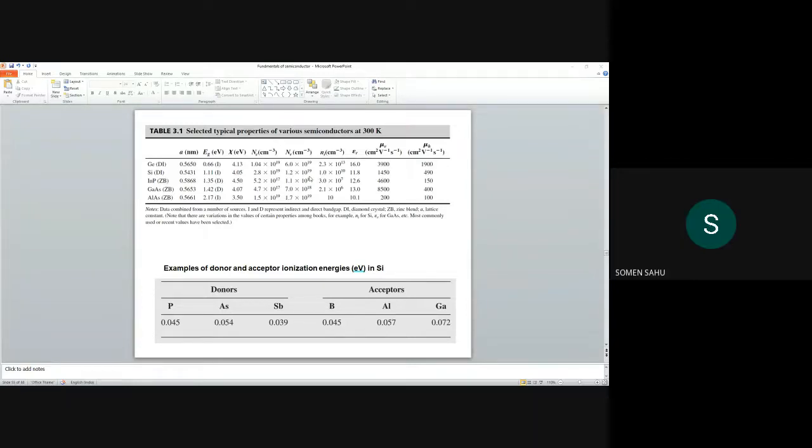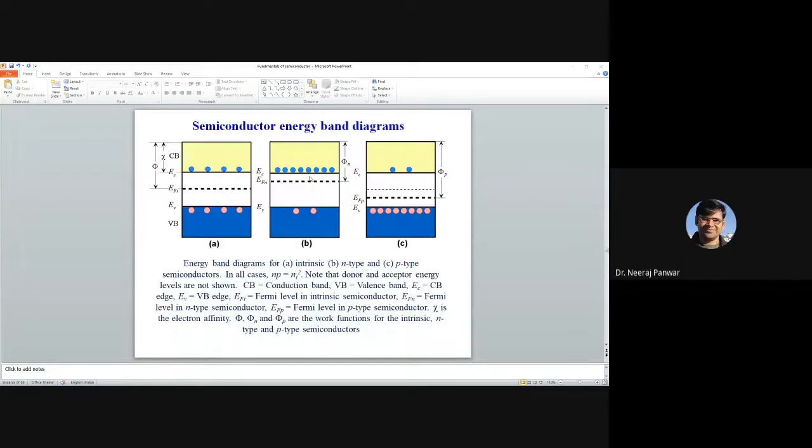Sir, if we are interested in affinity, then why are we using the word work function in case of semiconductors? This is just to differentiate.